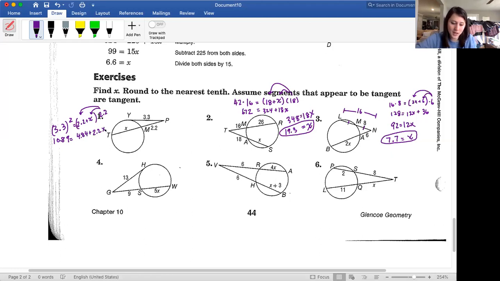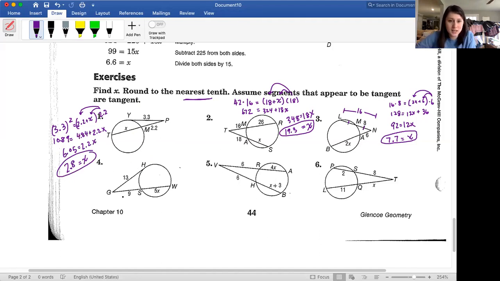Okay, so we can subtract what we can. So subtract 4.84 from both sides. And you have 6.05 equals 2.2x. Now I can divide by 2.2 on both sides, and I get 2.75 as my answer. Or if I round it to the nearest tenth, like my instructions say, 2.8 equals x. Okay, so let's try number 4.